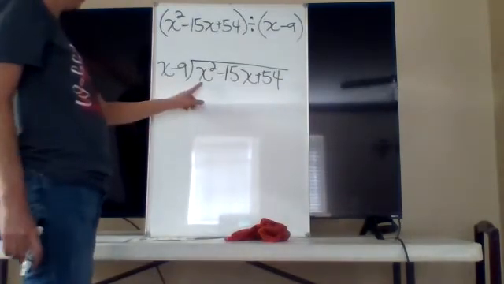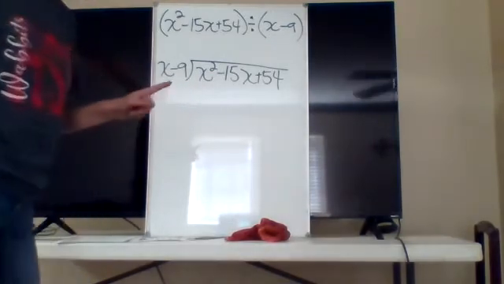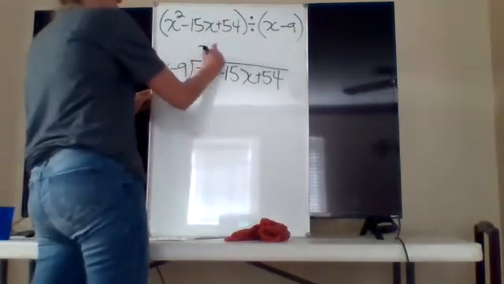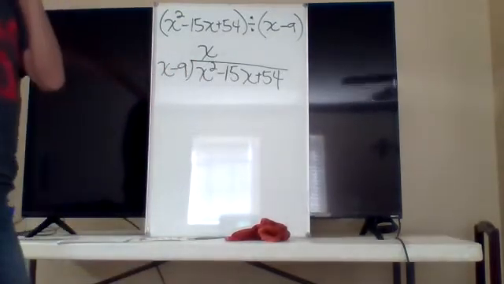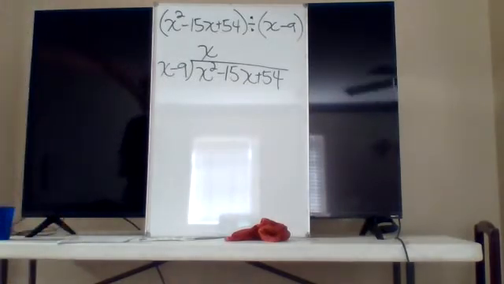So again, start with these two terms. X times what will turn into x squared? What do you need to multiply x by to make it x squared? Well, you need an x. Then do your multiplication.